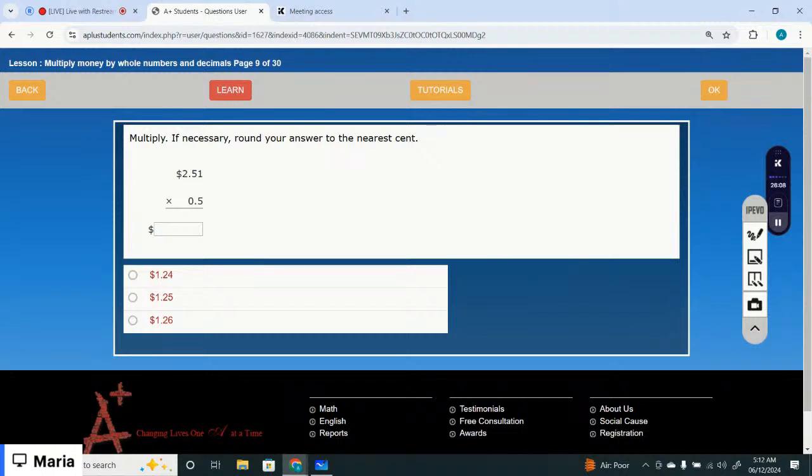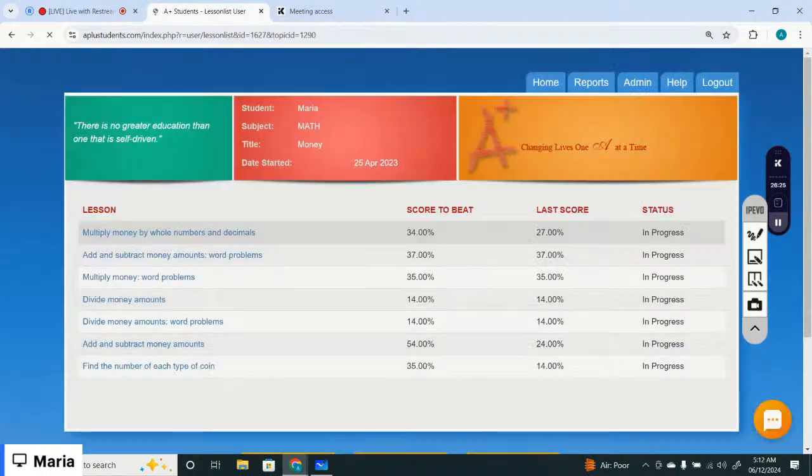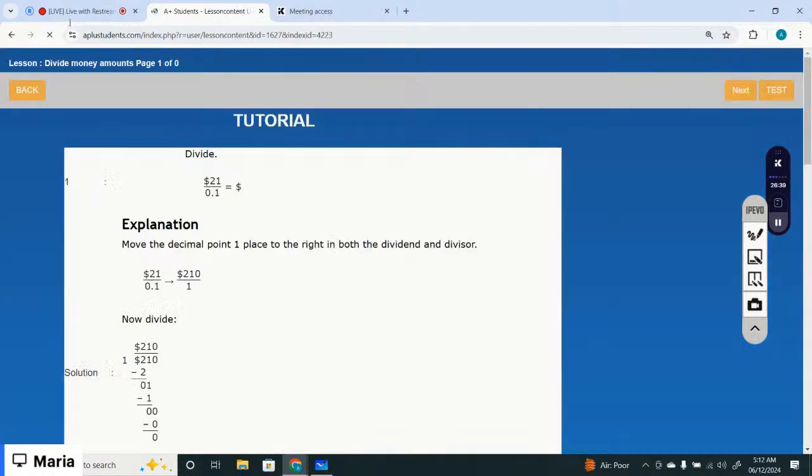The next one is, okay, you can complete the lesson by yourself later today. Let me just move on to the next lesson. Add and subtract money amounts, word problems. You can do the word problems on your own. The next one is divide money amounts. So you have to divide them the same way you divide numbers.